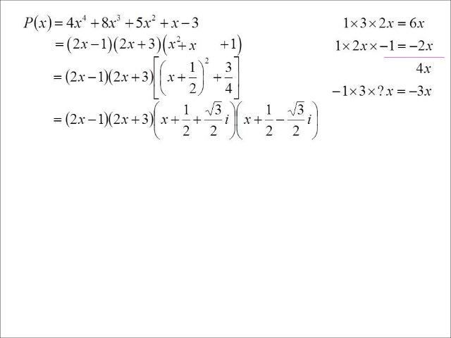So in fact, I have to leave that as a half plus root 3 on 2 i and a half minus root 3 on 2 i. As I say, if it's an equation, not a problem, because you can multiply the 0 on the other side and still make it a valid statement.